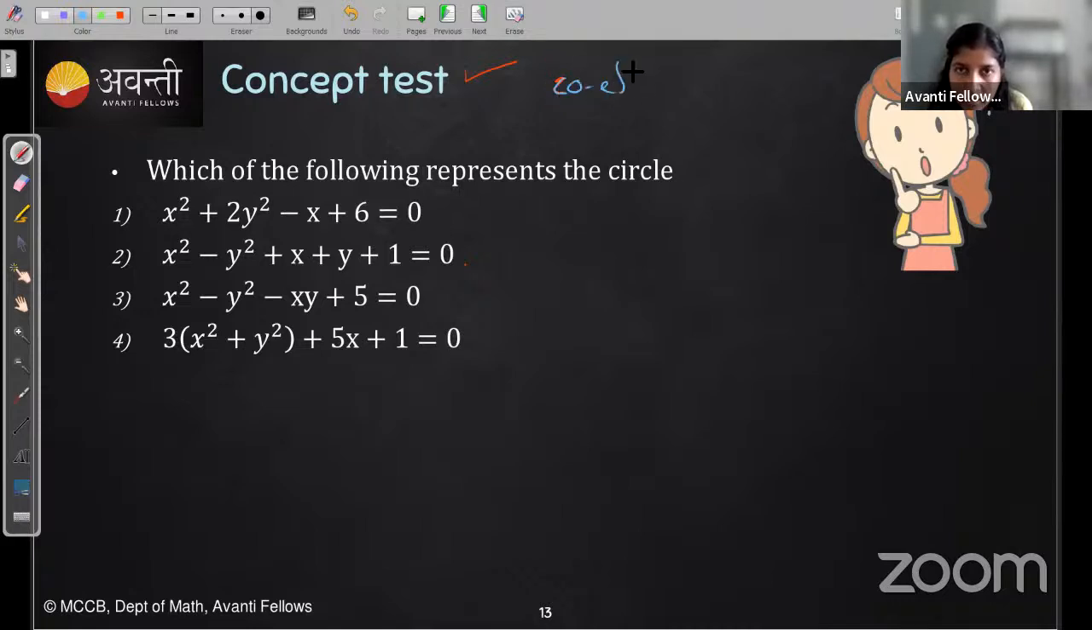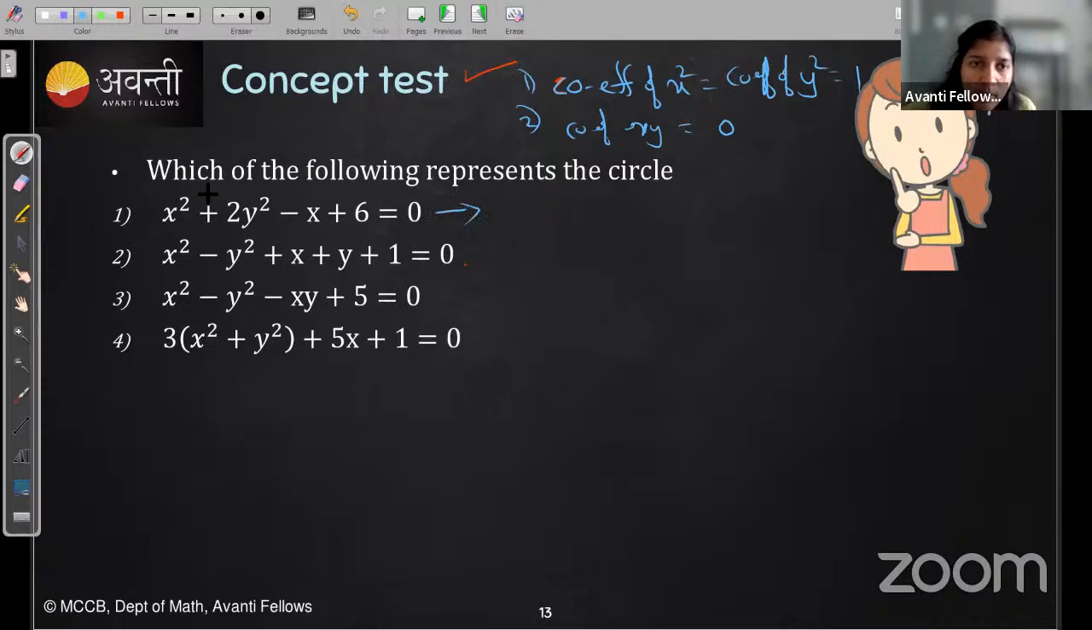Okay, I'll explain it. See, what is the condition on the second degree equation to be a circle? Coefficient of x squared should be equal to coefficient of y squared, equal to 1, right? And there's one more condition. Coefficient of x into y will be equal to what? 0. In this equation, let's check the coefficient of x square and y square.